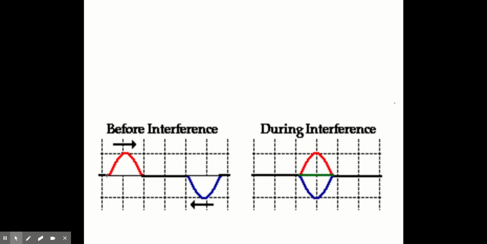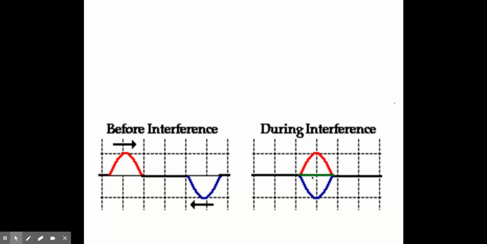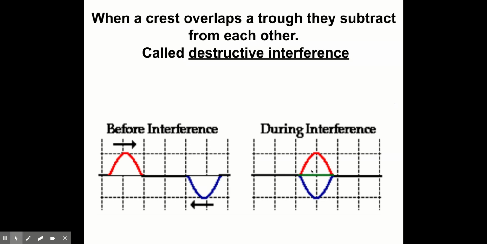Well, let's look at this example. Red wave has an amplitude of +1. Blue wave has an amplitude of -1. So when they get on top of each other, according to the superposition principle, you add their amplitudes. 1 plus -1 gives you 0. So when a crest overlaps a trough, they subtract from each other, and this is what gives us destructive interference.